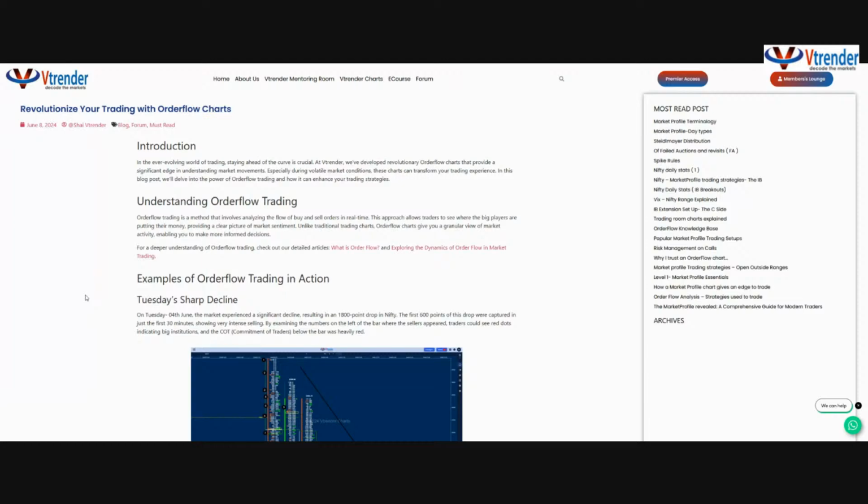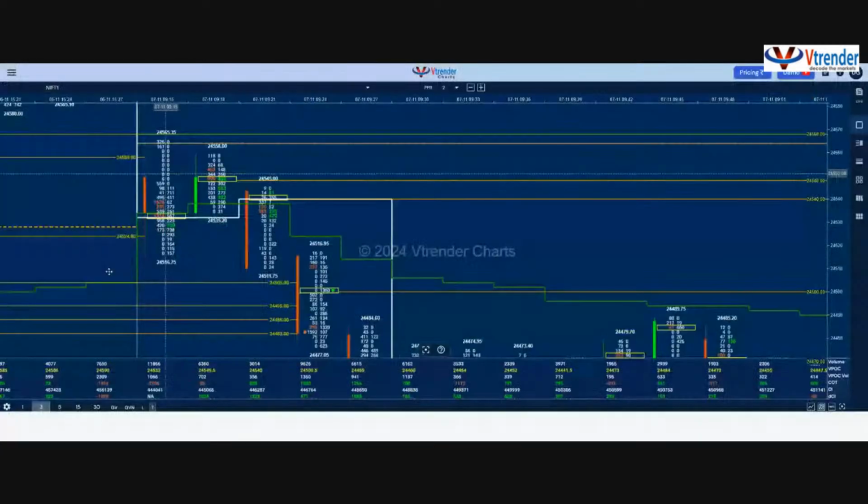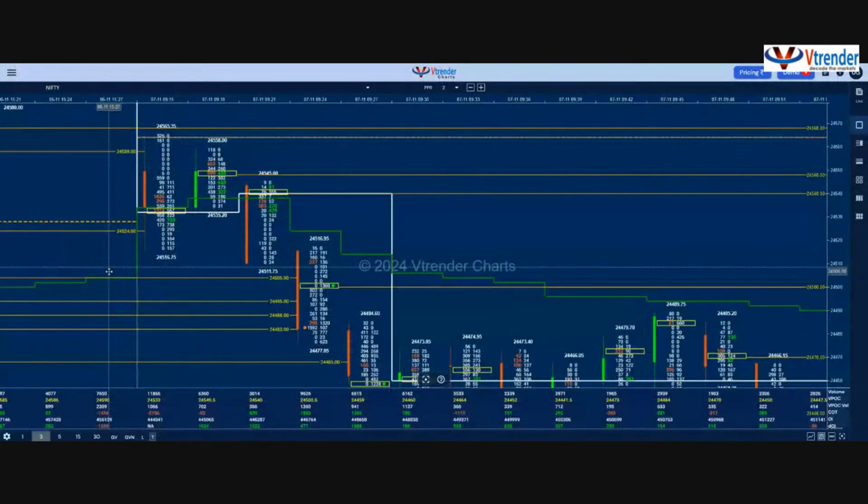So whenever we are looking at any order flow chart, we want to get in on the IBs and the ISs, because that is telling us that the big players are entering there and we need to be in sync with those players. So that is why always when we are looking at an order flow chart, we will look for IBs and ISs.